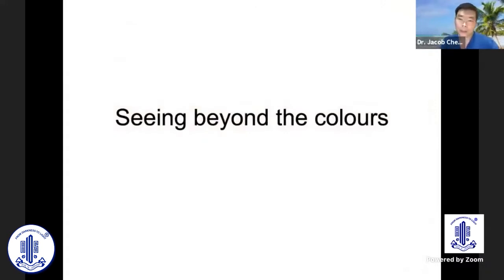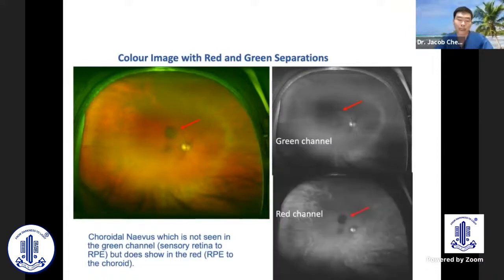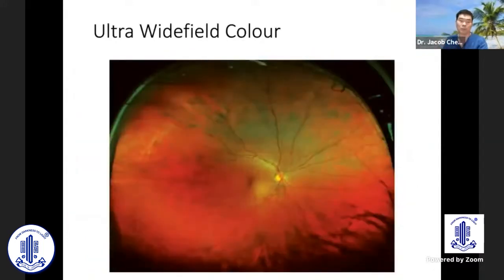How about seeing beyond the colors that the Optos gives? Again, an earlier speaker has alluded to the color image with the red-green separation. You can see the picture on the left-hand side of the choroidal nevus. The green channel highlights the sensory retina to RPE, and the red channel, or the red laser, shows the deeper choroidal picture. So you can see that this choroidal nevus does not appear on the green channel, but on the red channel, which highlights the choroidal pathology.